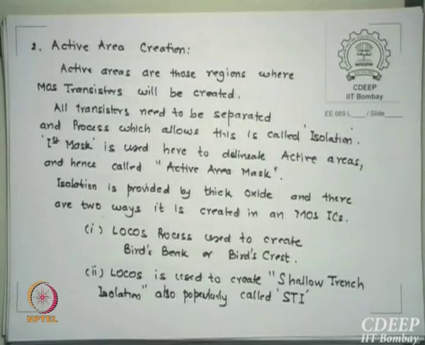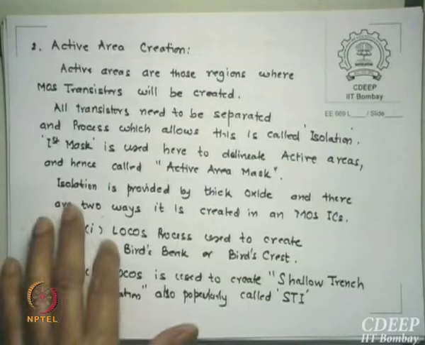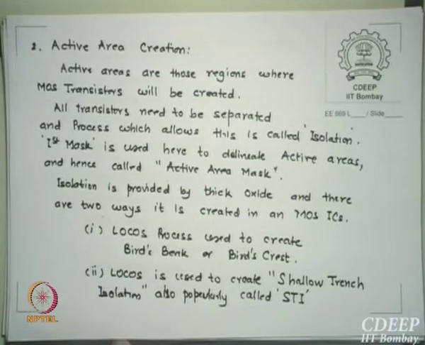But of course nowadays slightly different isolations have been tried in lower technologies, and they actually created trench isolations, shallow trench isolations, which is called STI. So almost every new technology will have STI isolations, not just bird's beak or bird's crest, okay. Not much different, but there is a little extra processing in the second one. Why was this tried? Because the oxide thickness could not be very thick, so between two transistors there were still some leakage paths.